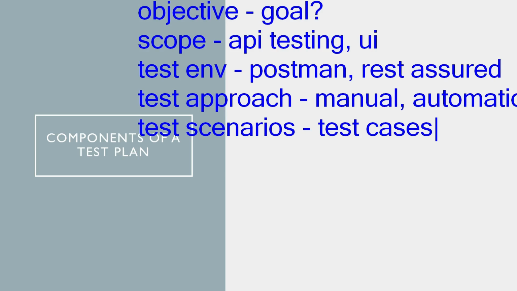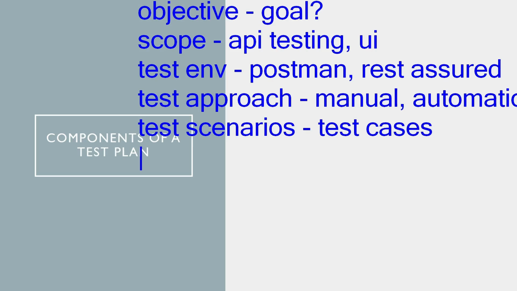So we have different endpoints like get, put, post, and delete. We will be writing different test cases for those endpoints, including all the positive and negative scenarios. So that will be a part of our test plan.